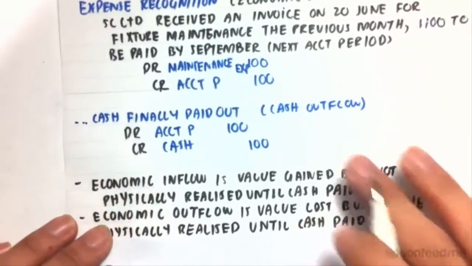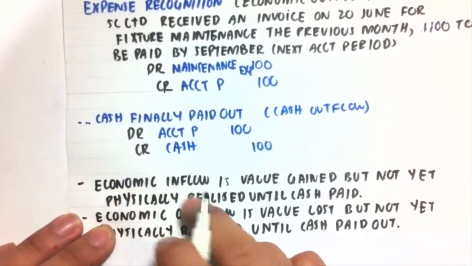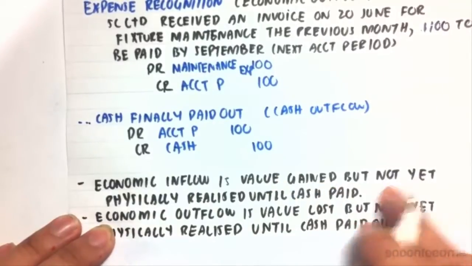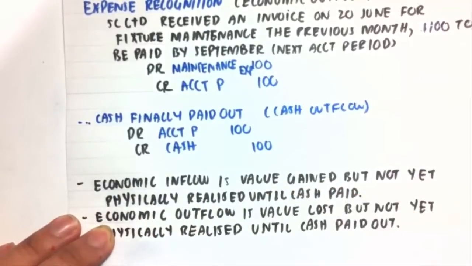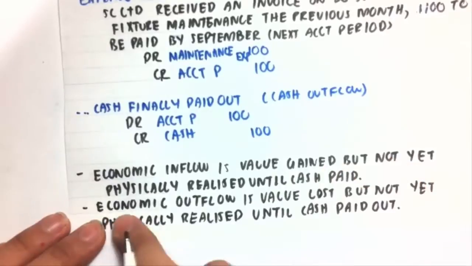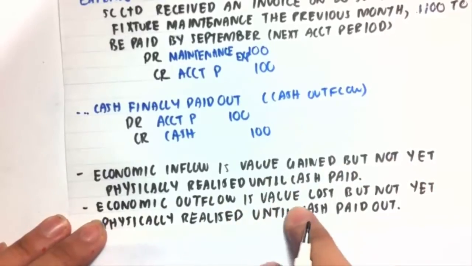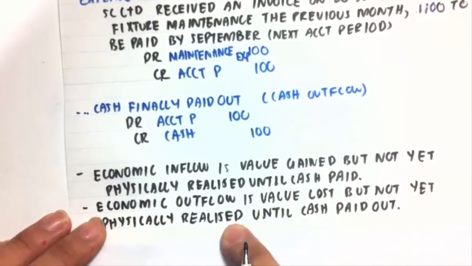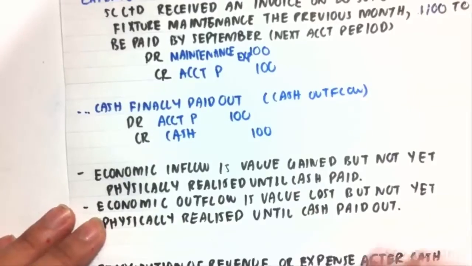So if we look here, the economic inflow for revenue is value gained but not yet physically realized until cash is actually paid to us. And then the economic outflow from expenses is value that is lost but not yet physically realized until the cash is paid out to someone else.